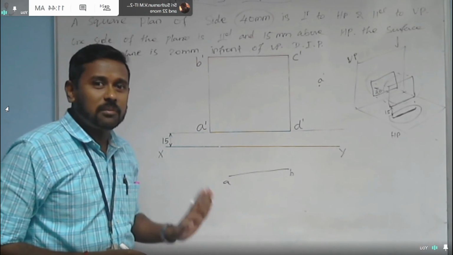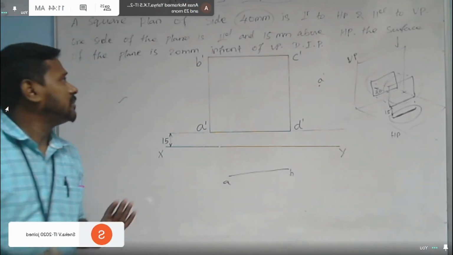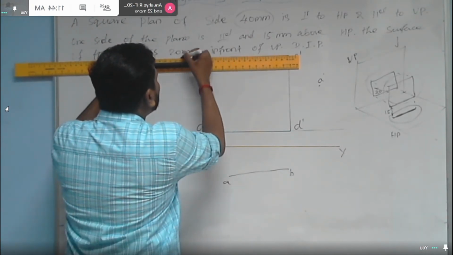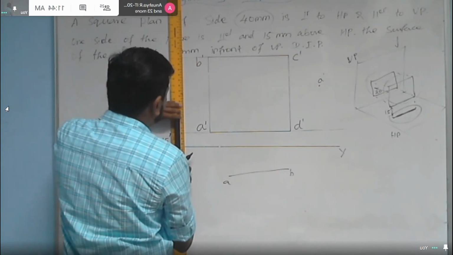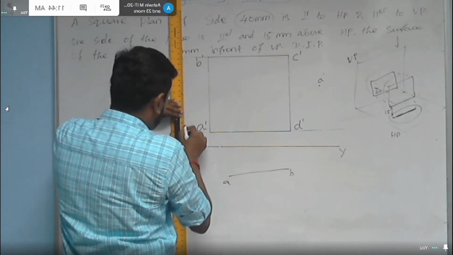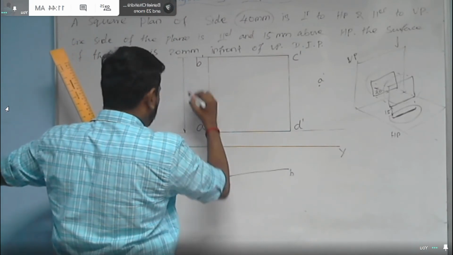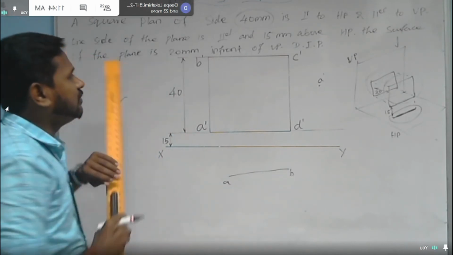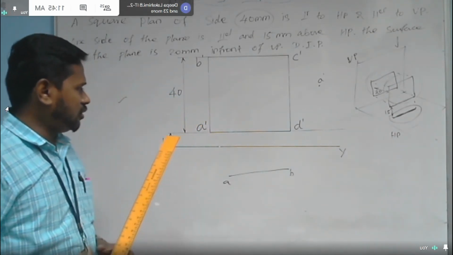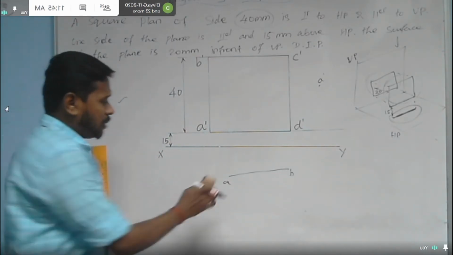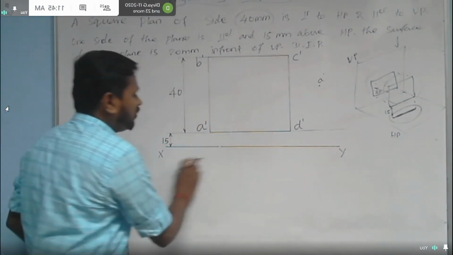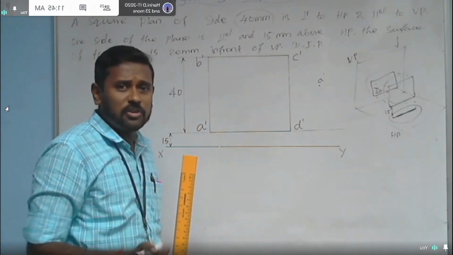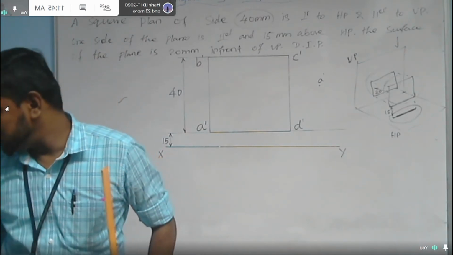Meantime, I needed to note the dimension of the plane because it is given in the question. The side of the base of the square plane given here is 40 mm. Remember one thing: whenever you draw anything in the front view area or in the top view area, immediately after naming the particular element, you need to draw the projector from that. This is a very important thing.